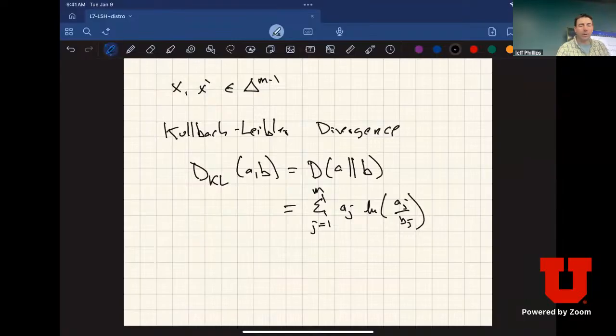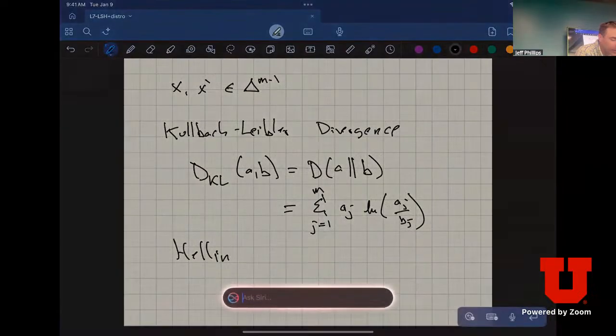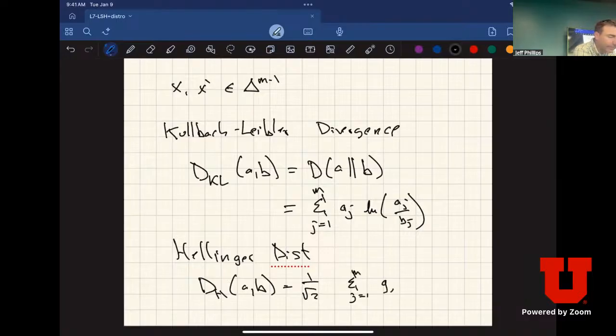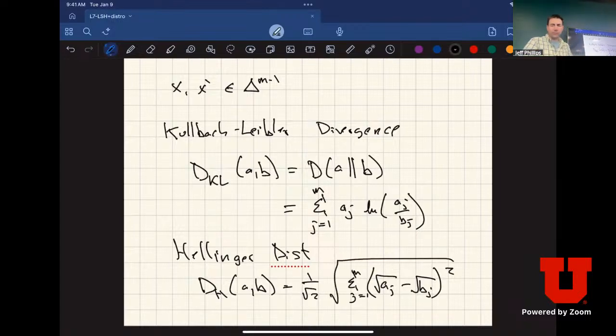I'll mention one more in this framework, the Hellinger distance, the H between A and B. This one will be symmetric. It's 1 over square root 2 times the sum from j equals 1 to m of the square root of a_j minus the square root of b_j, this whole quantity squared, and this quantity square rooted.